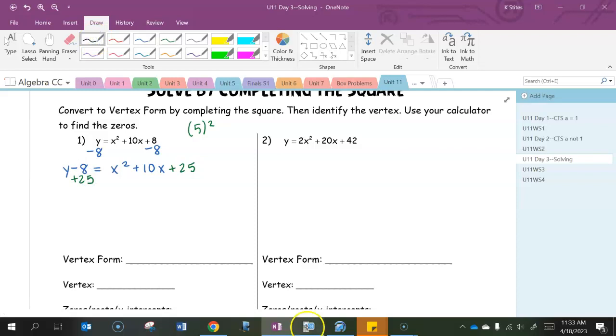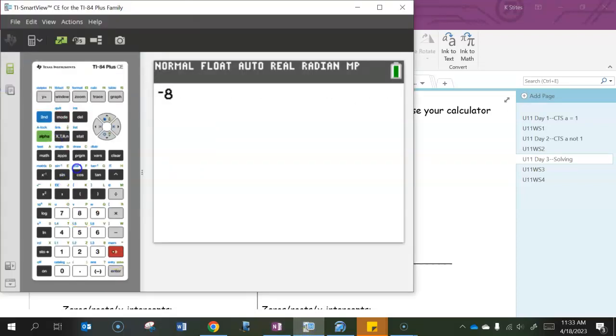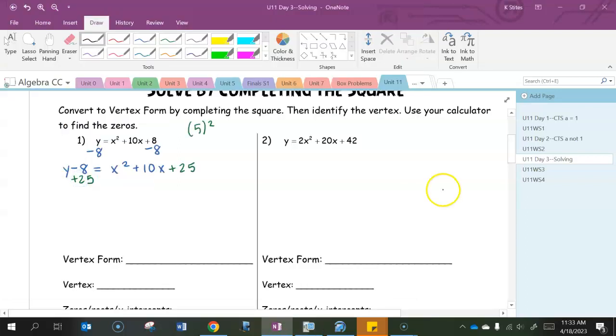Now we're going to go ahead and combine like terms. So the negative 8 plus the 25 is a 17. And on this side, we're going to go ahead and factor this. Multiplies to 25, adds to 10. Again, it will always be this number right here. So that's x plus 5 squared because it's 5 and 5. And finally, we subtract our 17 over.